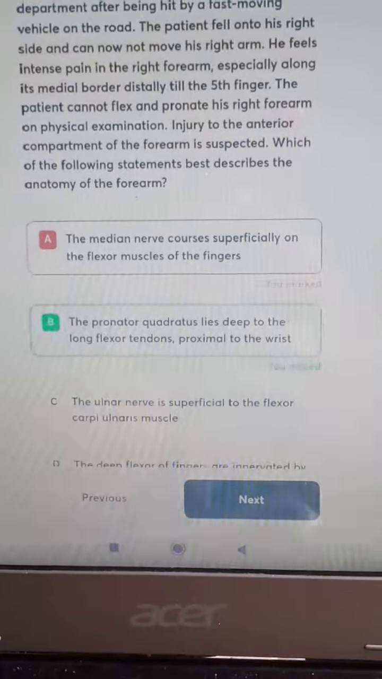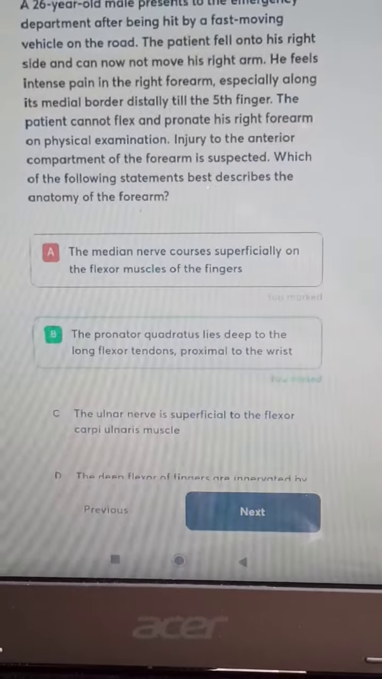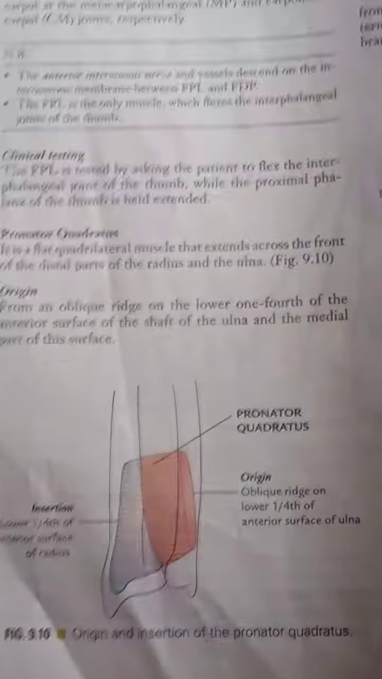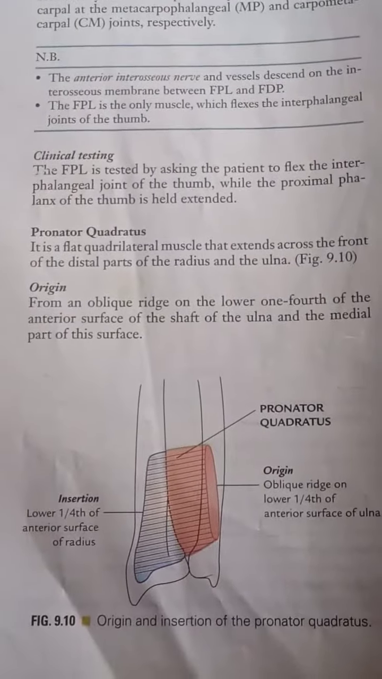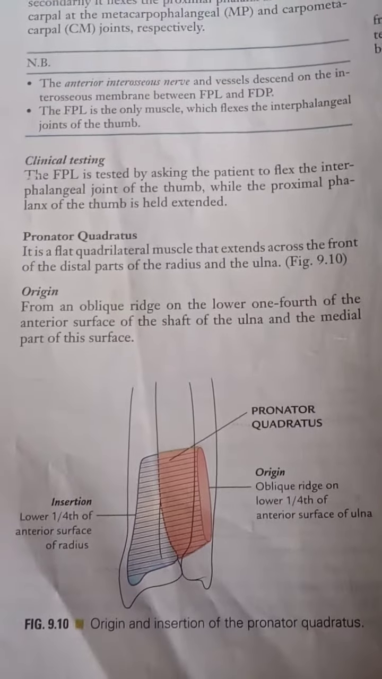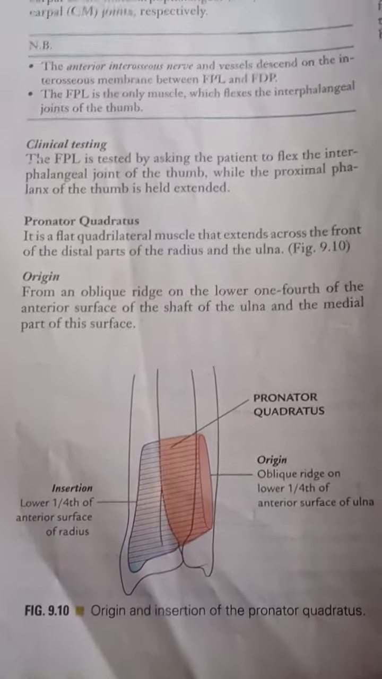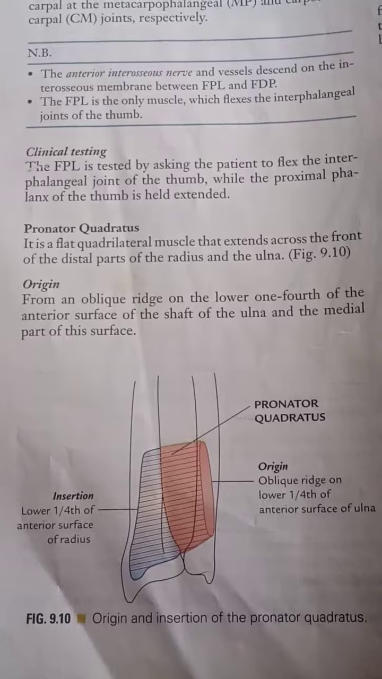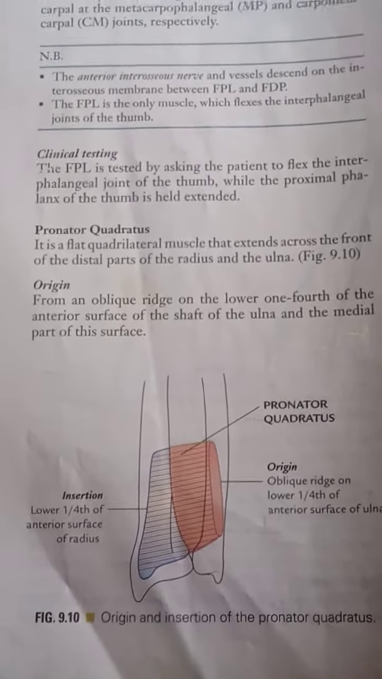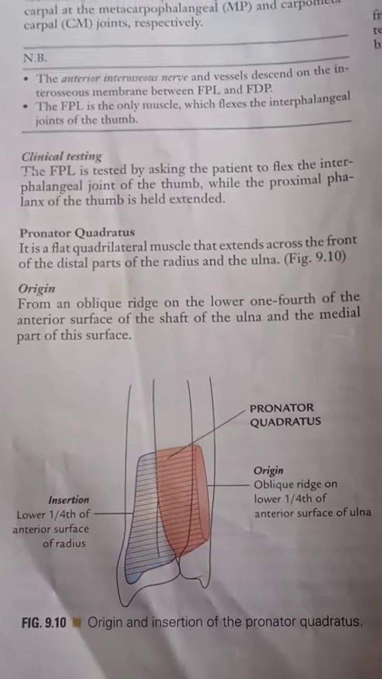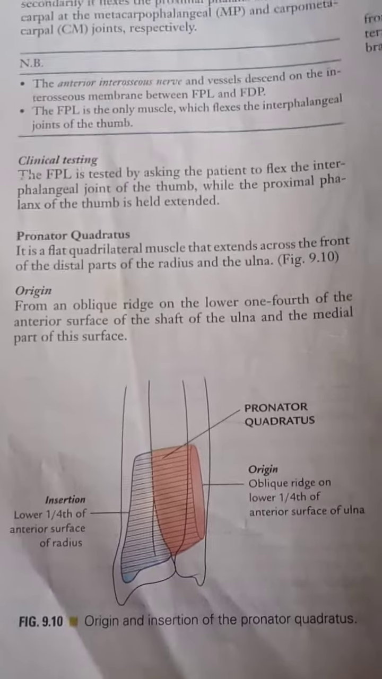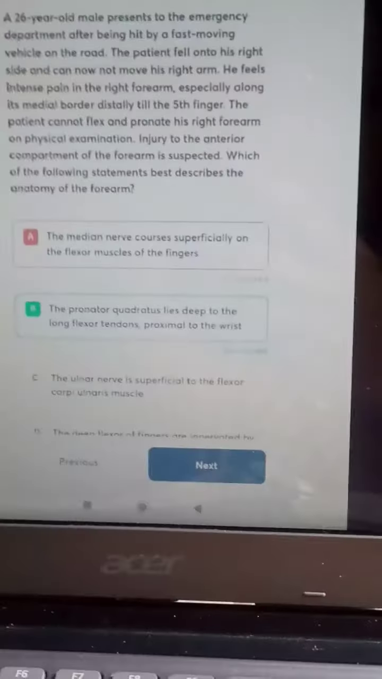Pronator quadratus lies deep to the long flexor tendons proximal to the wrist. Yes, of course it is right. Pronator quadratus takes origin from an oblique ridge on the lower 1/4 of the anterior surface of the ulna, and it is inserted in the lower 1/4 of the anterior surface of the radius. It takes origin from ulna and it is inserted into the anterior surface of the radius.